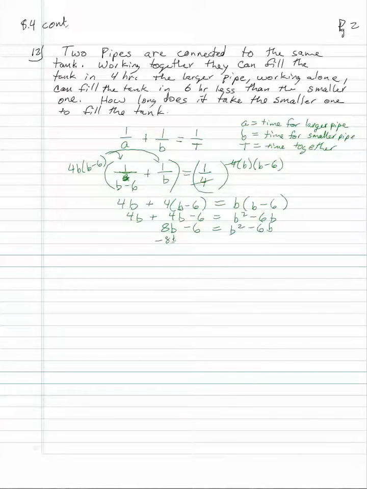Subtract 8B. Add 6. 0 is B squared minus 14B plus 6. Oh, I forgot. I was going to say, that seems kind of small. 4 times 6 is 24, so I've got to add 24.